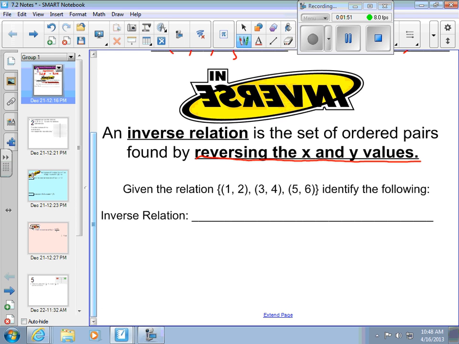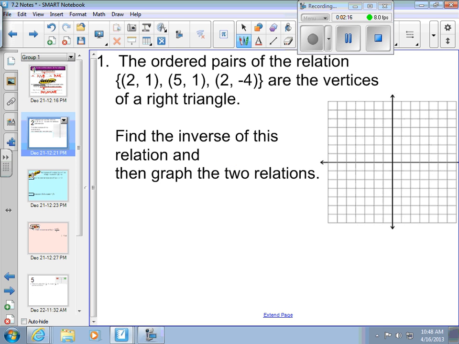We have the same example. The inverse would be obtained by switching all our x and y. So we're going to reverse those. The inverse relation for the first ordered pair would be 2, 1 if we switch around the x and y's. We're going to do the same thing with the other ones, 4, 3, and 6, 5. And that would be considered the inverse relation. So switch or reverse the x and y. All right, let's look at another example.